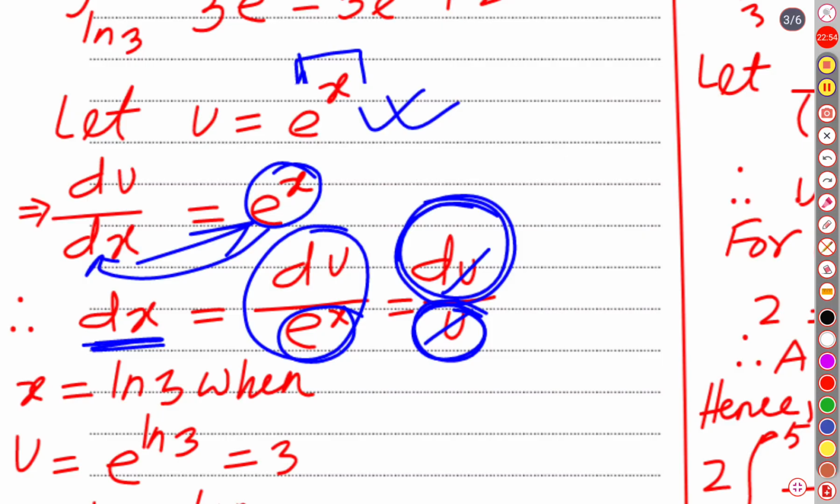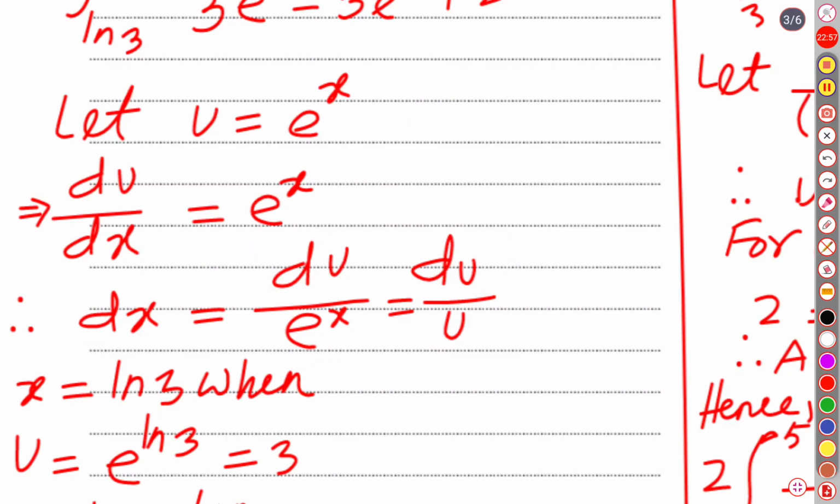So dx should not be ignored. Once again, I'm repeating, whenever you apply the u substitution method, we always have to find dx. By differentiating both sides, we will isolate dx. dx is a must to be obtained. Then we will have to find the limits.